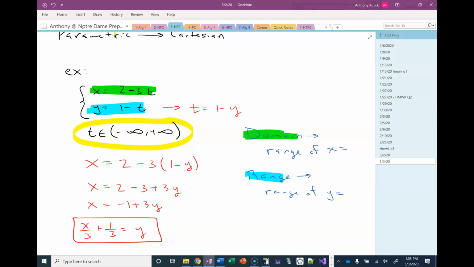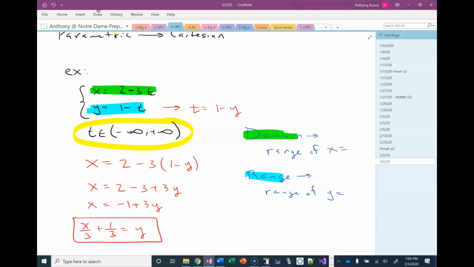So if I look at the equation x equals 2 minus 3t, that looks like an equation where x is the dependent variable and t is the independent variable, right? So I'm going to use the domain for t to determine the range for x equals 2 minus 3t. Okay?